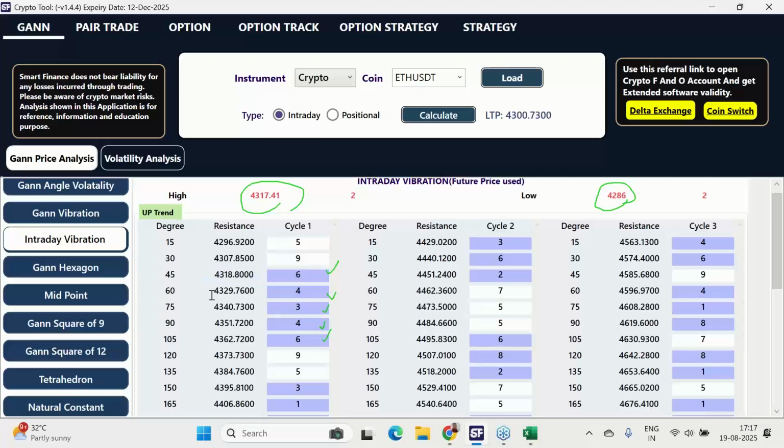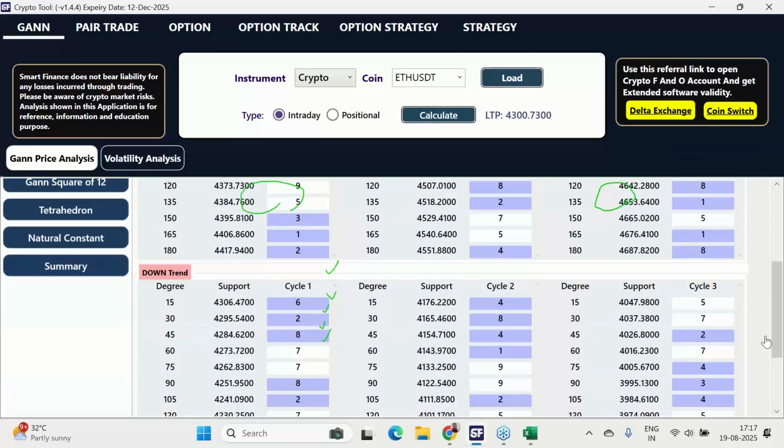So 4318 is one of the resistances coming. Then there is a chain of resistance 4329, 4340, 4351. Similarly, you have a chain of support: 4306 is a support. Then 4295, recently we encountered this. 4284 is a support. So what you have to do: whenever it is coming to the support of 4284, this is the time to buy a call, and you must say that the next support, if it is broken, 4252, if this support is broken, then you quit the call, or else you can wait for 4295, 4306.